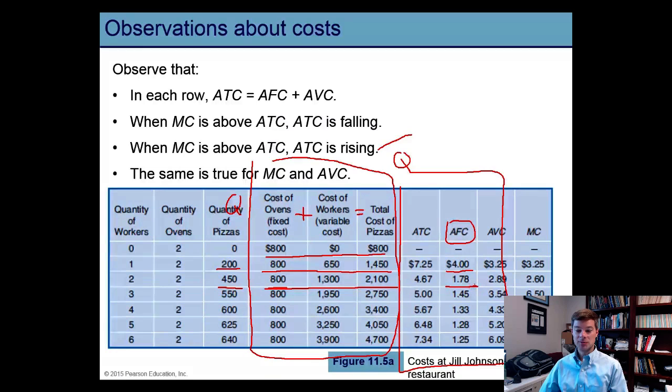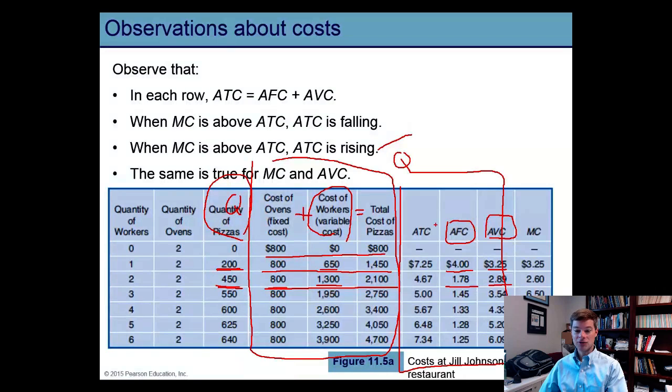$1.78. Similarly, if we wanted to calculate average variable cost, we would divide variable costs by quantity. For example, 650 divided by 200 is $3.25. 1,300 in variable cost divided by 450 is equal to average variable cost of $2.89.